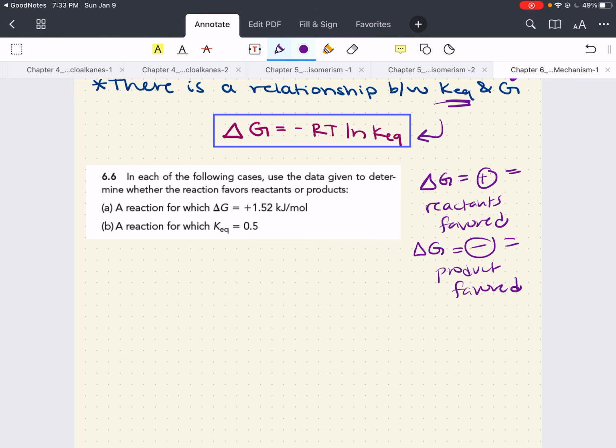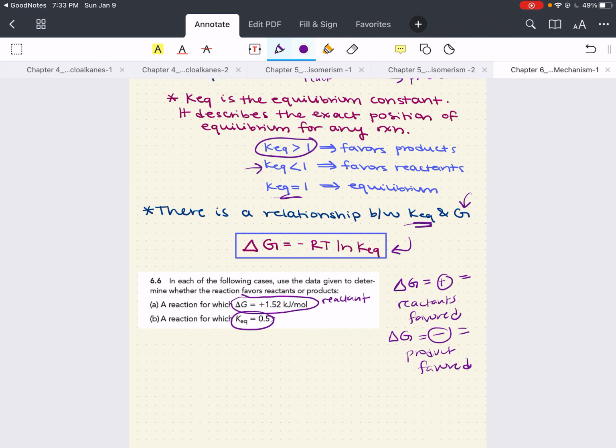So if we look at this example problem here, if delta G is a positive value, where does your reaction lie? Obviously, it lies in your reactants. And if our Keq is 0.5, well, we said if Keq is less than 1, then your reaction favors reactants.